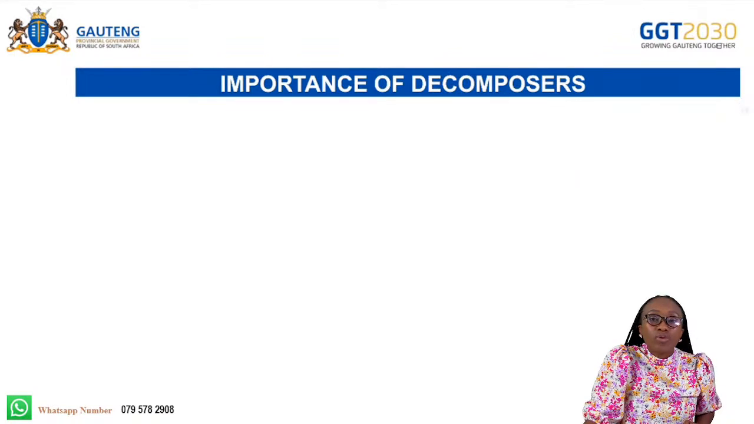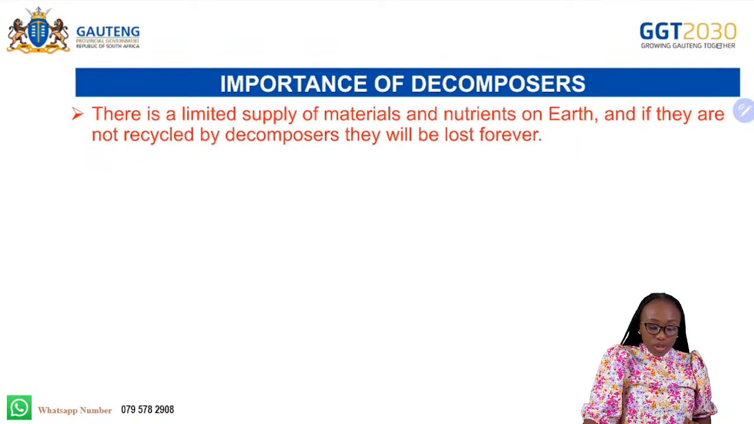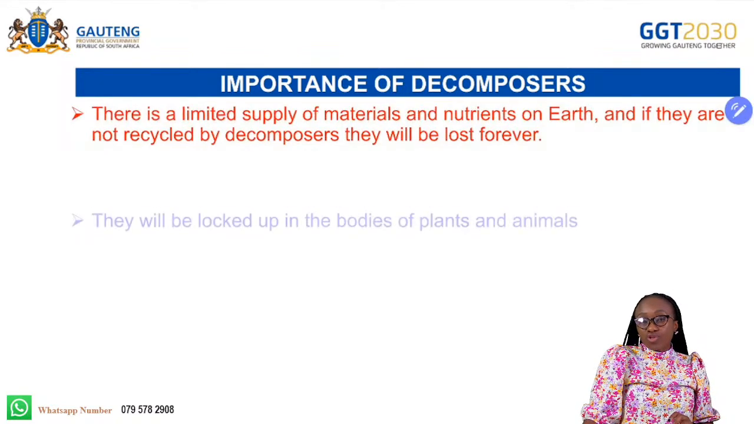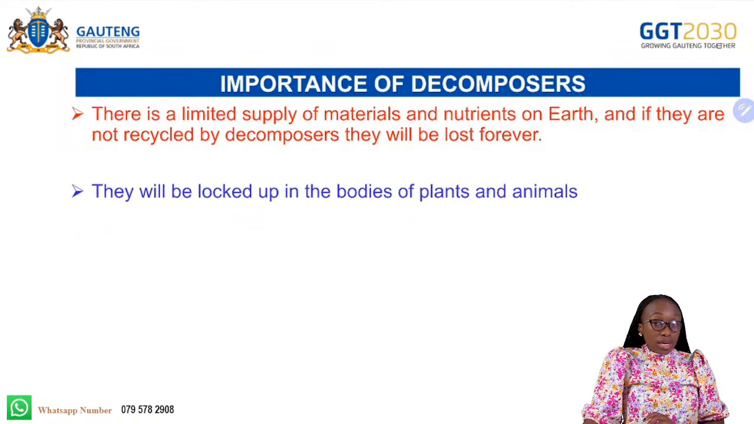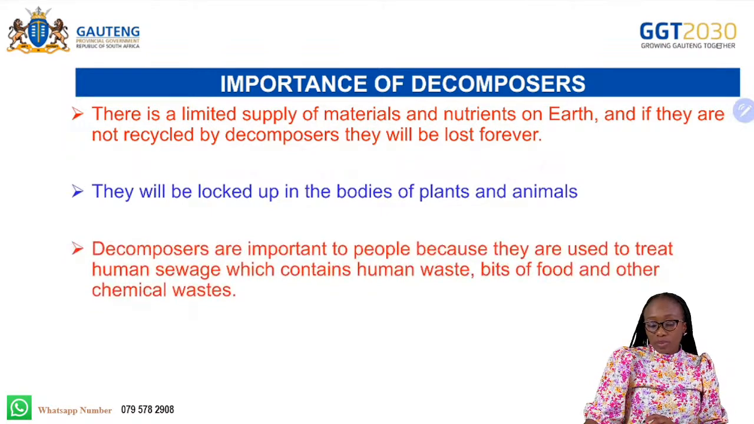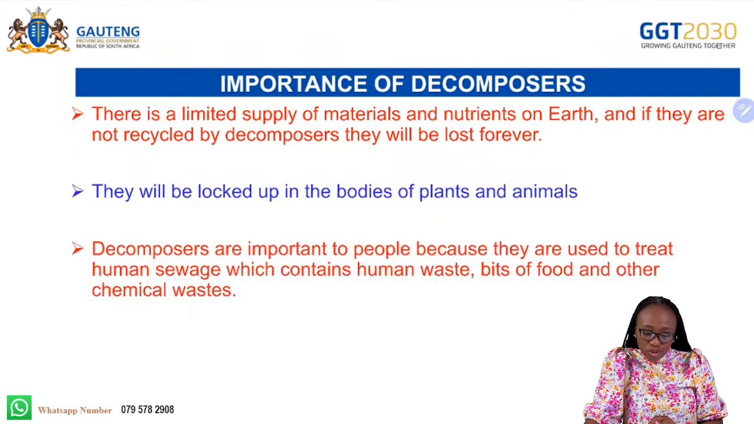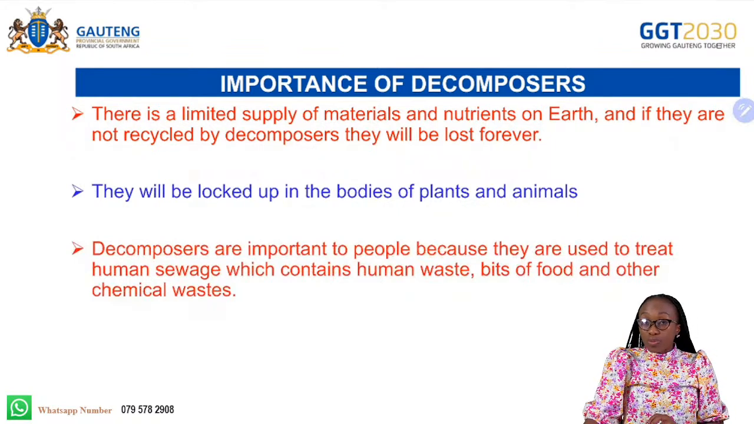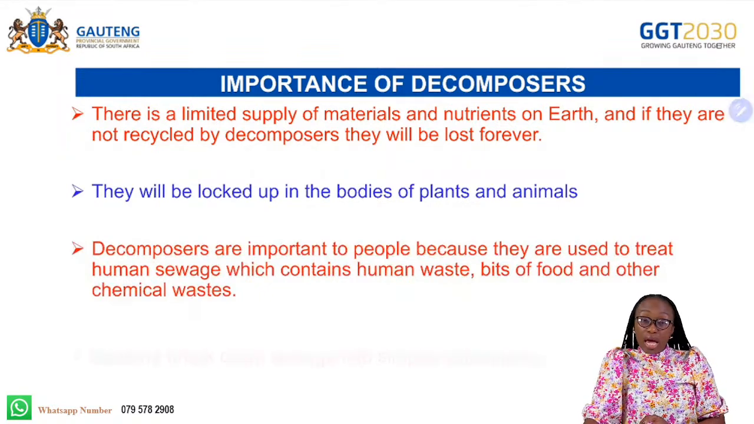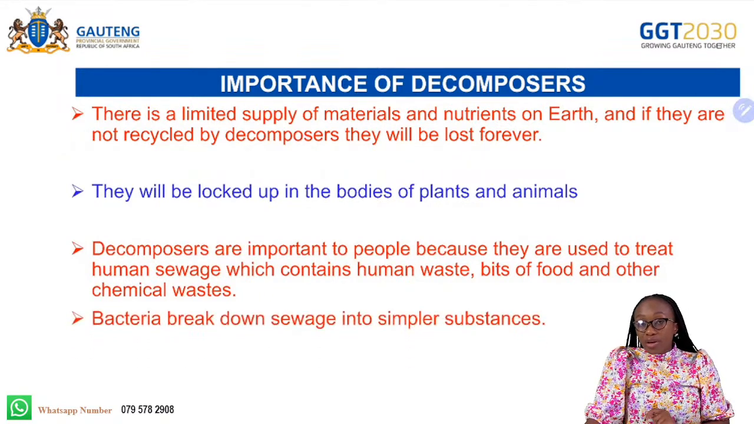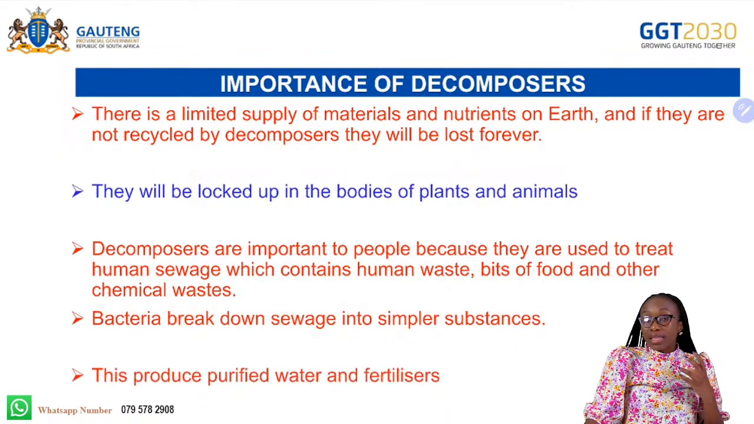So what is their importance? Why are decomposers very important? There's a limited supply of nutrients on Earth, and if they're not recycled by decomposers, those nutrients will be lost forever. They'll be locked up in the bodies of dead plants and animals. People also use decomposers to break down human sewage, which contains bits of waste, bits of food, and chemical waste. So bacteria will break down the sewage waste and then purify the water.